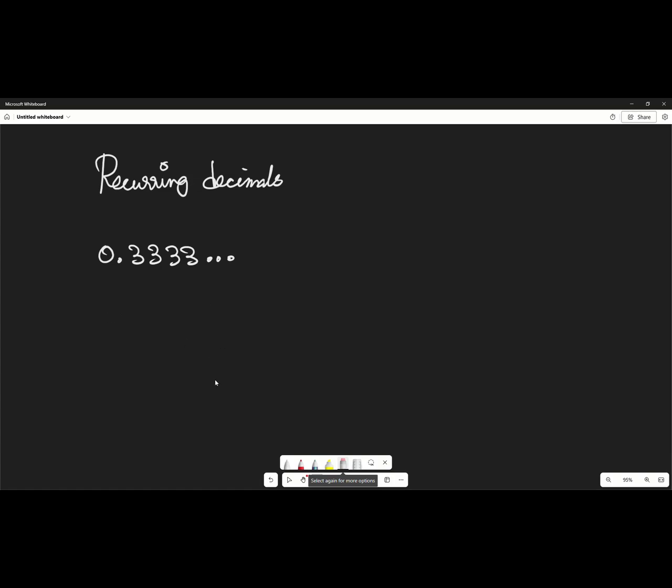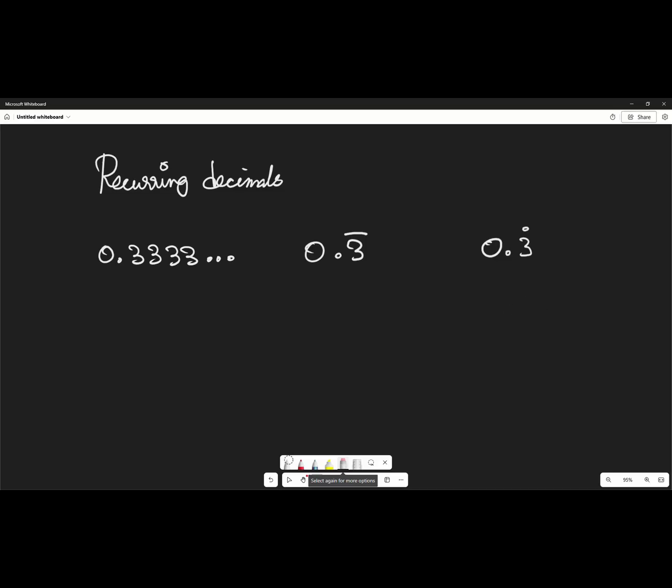That is one way. The second way to write is 0.3 bar, and the third way is 0.3 dot. Same thing, but be very careful. If the same number is repeating, you cannot write 0.33 bar. This is wrong. You only write it once. Likewise, you cannot write 0.33 dot. You can only write 0.3 dot. Otherwise, your decimal is wrong. So these are the three ways.